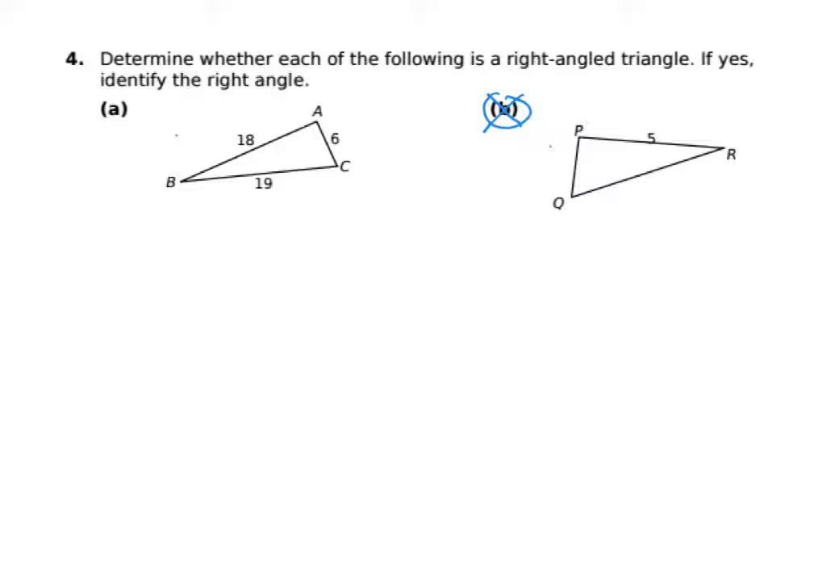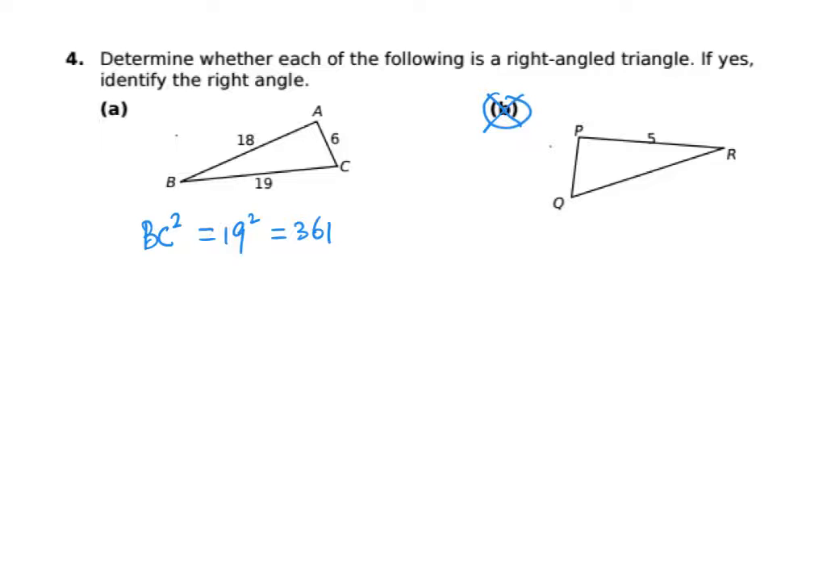So we can apply the converse of Pythagoras theorem to determine whether it is a right angle triangle or not. Let me consider the longest side and its square. So BC square equals 19 square, which is 361.